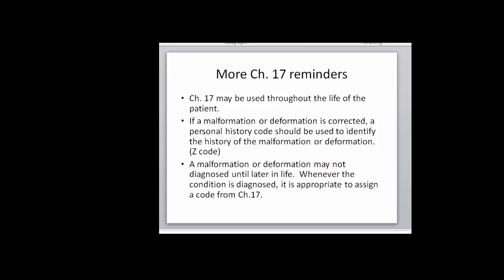As in Chapter 16, Chapter 17 can be used throughout the life of the patient, but if a malformation or a deformation is corrected, then you're going to find a personal history code or a Z code that shows that the patient had that malformation or deformation and it was corrected. And there are times when those are not diagnosed until later in life, so that the Chapter 17 codes can be used at any point in a patient's life.